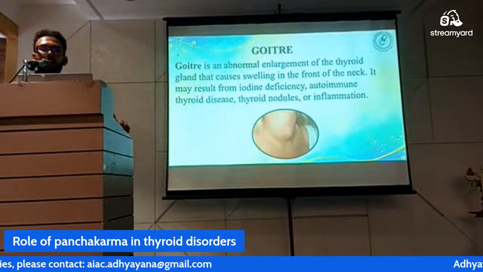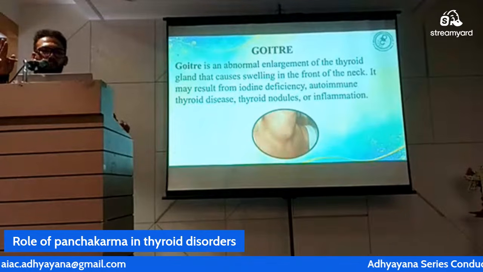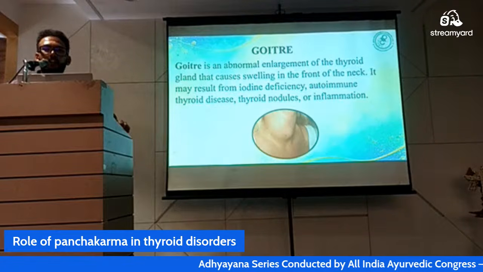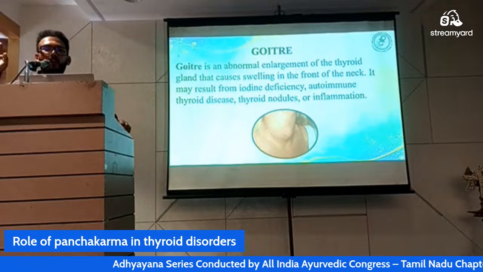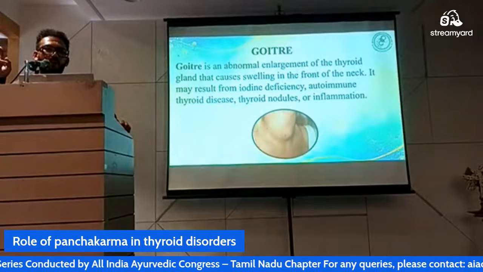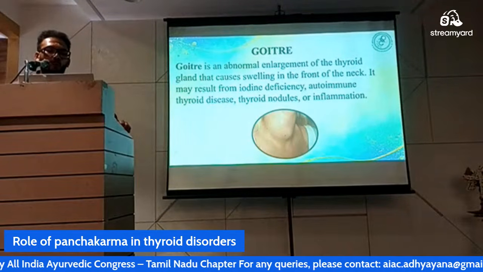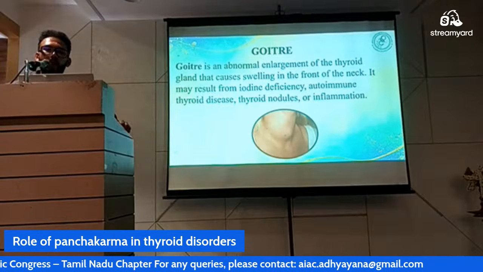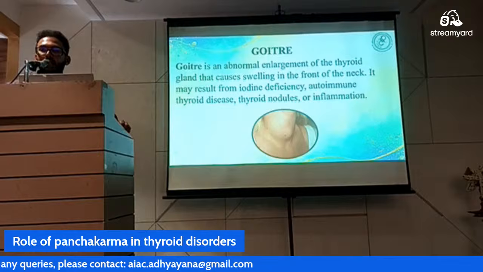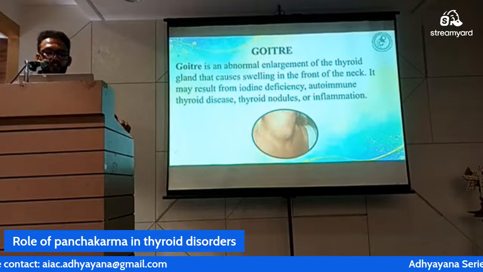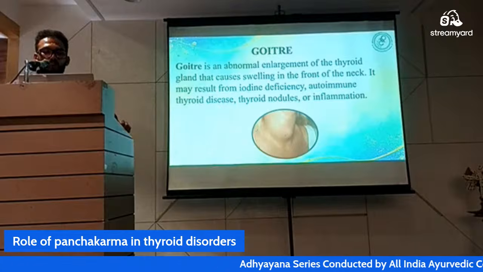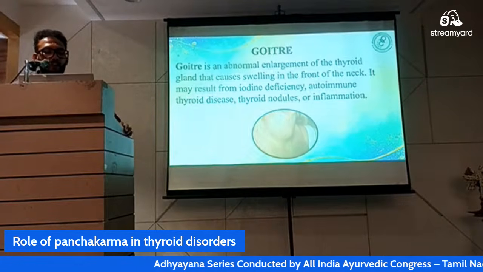So what is goiter? We have three other thyroid diseases also. One is goiter, second is Hashimoto's thyroiditis, third is Graves' disease. Are these three complications of thyroid disorder, that is hypothyroidism, or is it something different? What is goiter? Goiter is an abnormal enlargement of the thyroid gland that causes swelling in front of the neck. It may result from iodine deficiency, autoimmune thyroid disease, thyroid nodules, or inflammation. Okay, so it is a separate disorder.